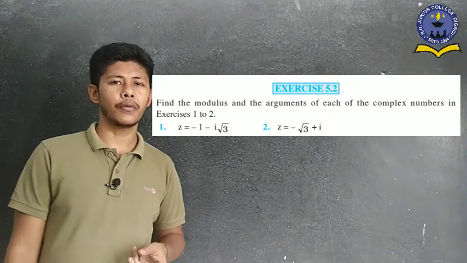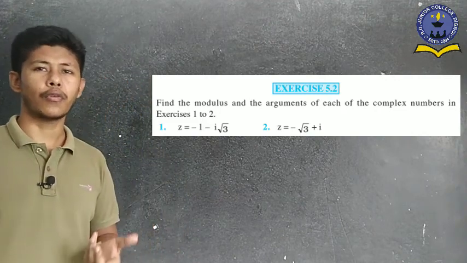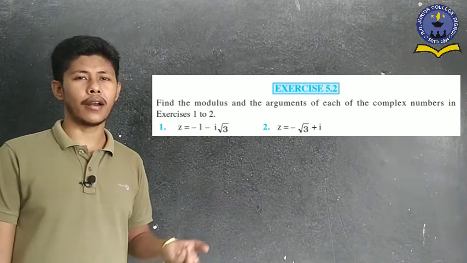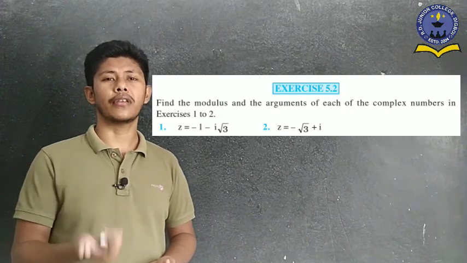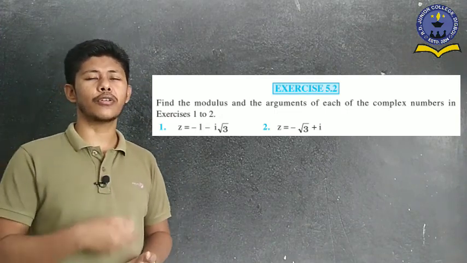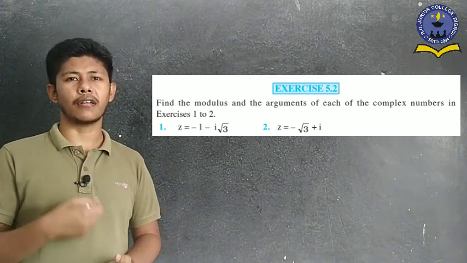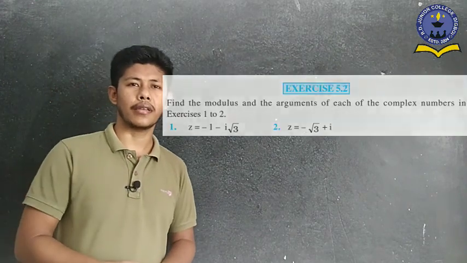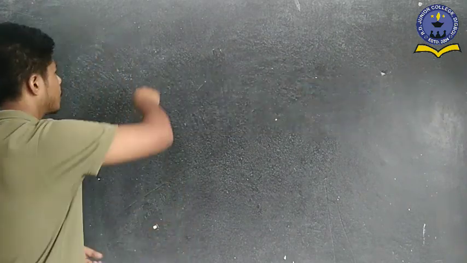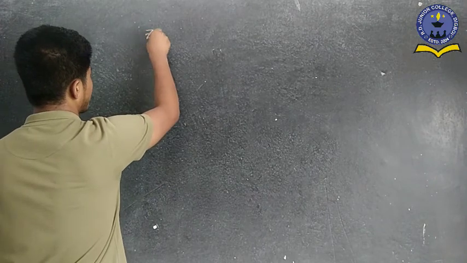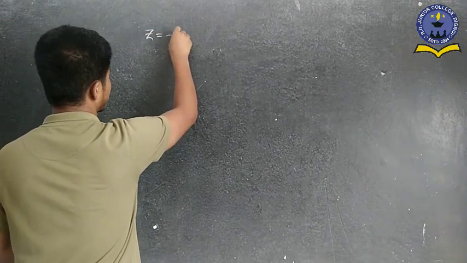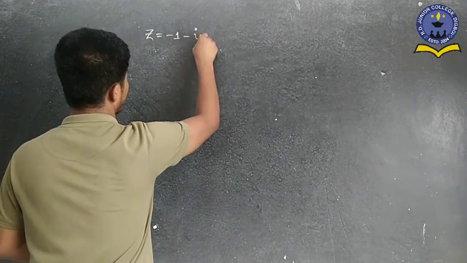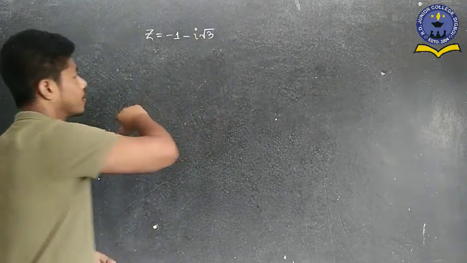Very simple. We know modulus of Z means r, and argument means theta. So in this question we have to find the value of r as well as the value of theta. Now the question given is Z equals minus 1 minus i root 3.